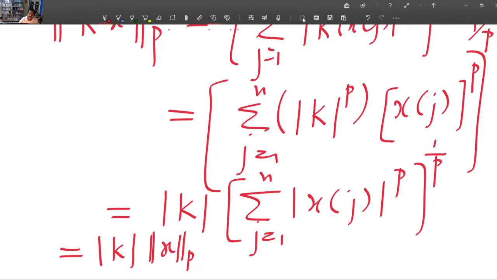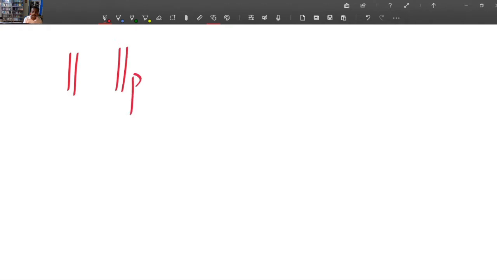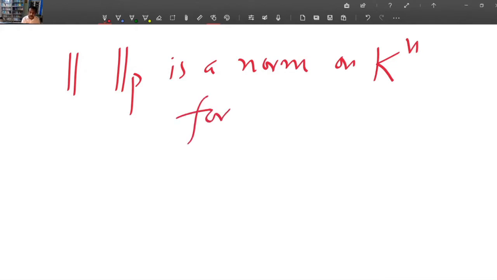So from that we can conclude that this p norm is a norm on Kn for p greater than or equal to 1. So we have proved that this is true for p greater than or equal to 1.